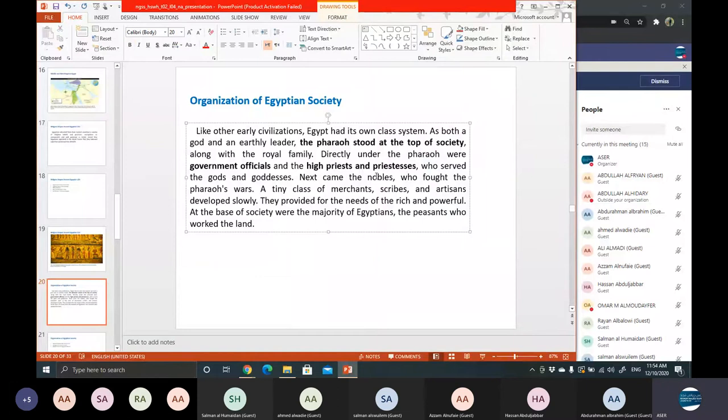And next to them came the nobles who fought in the pharaoh's wars. And we have a tiny class of merchants, scribes, and artisans. Developed slowly, they provided for the needs of the rich and powerful. And of course, the majority of the Egyptians were peasant farmers. So like any society, there will be the ruler and his family on the top. Beneath them, we will have the governmental officials, high priests and priestesses, and also the nobles, merchants, scribes, artisans, and the peasants.